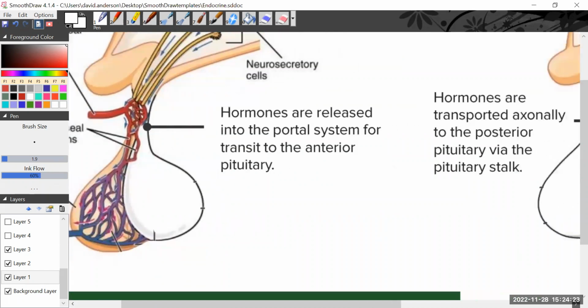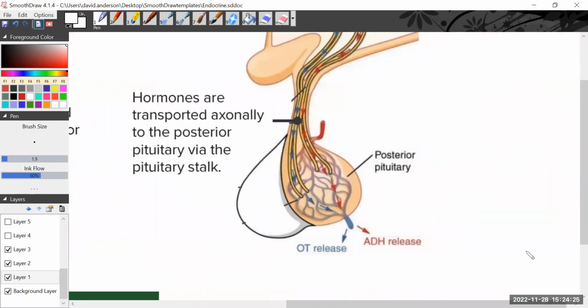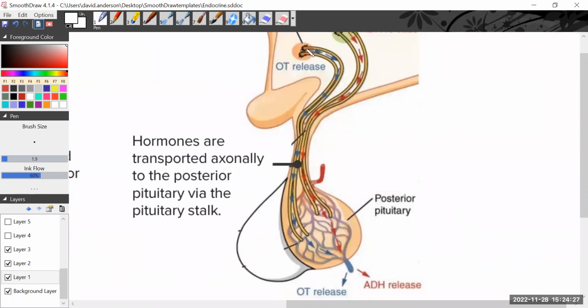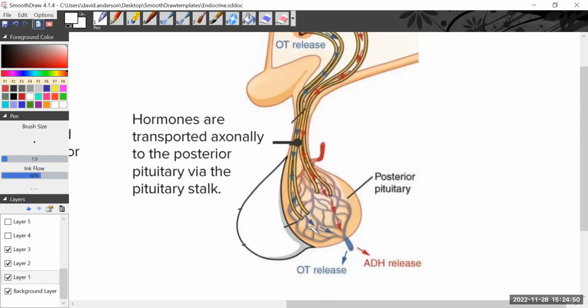If it is a nervous communication, then it looks a little bit more like this, where we have long axons, and stored at the ends of these axons are the hormones associated with the posterior pituitary gland. So what's important to remember here is that the posterior pituitary gland stores two hormones, but does not produce them, where the anterior pituitary gland actually produces hormones.